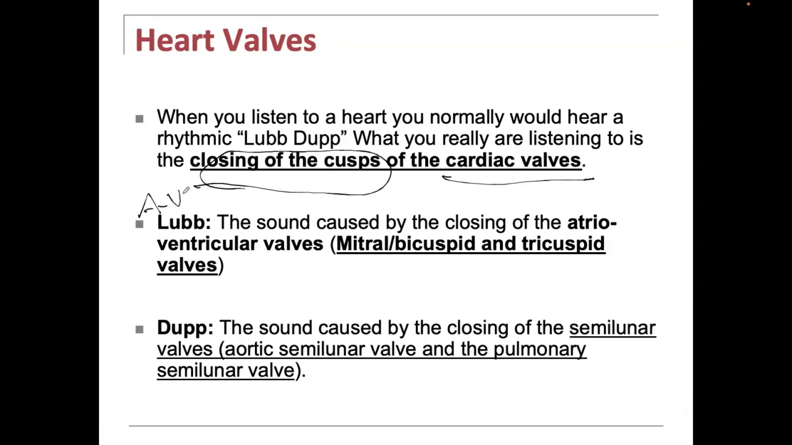What are the atrioventricular valves? Well, those are the bicuspids and the tricuspids. Remember, the other name for the bicuspid is the mitral valve. The dub is the closure of the semilunars, which is the aortic semilunar and the pulmonary semilunar.